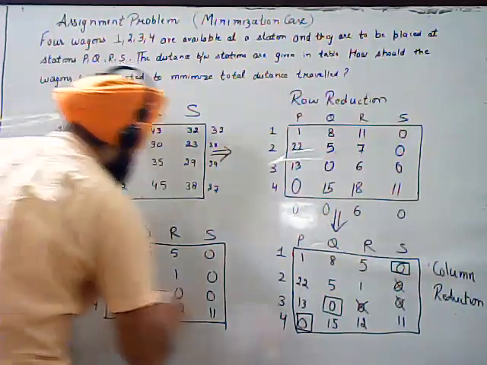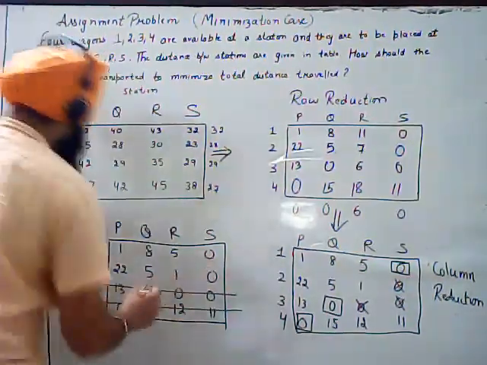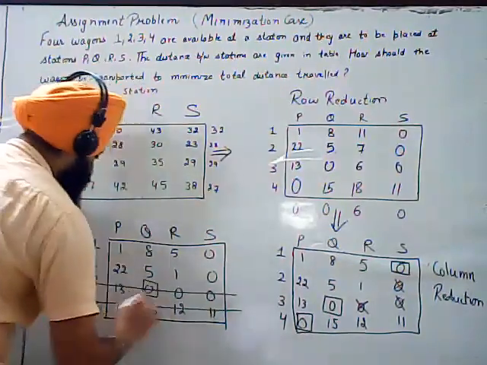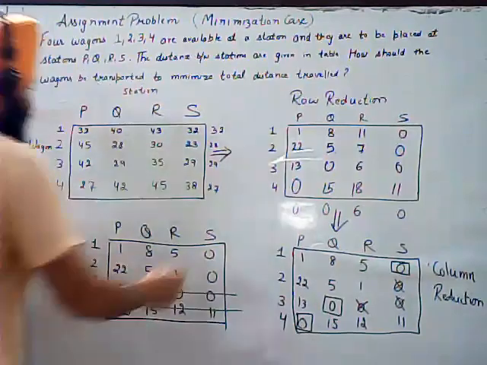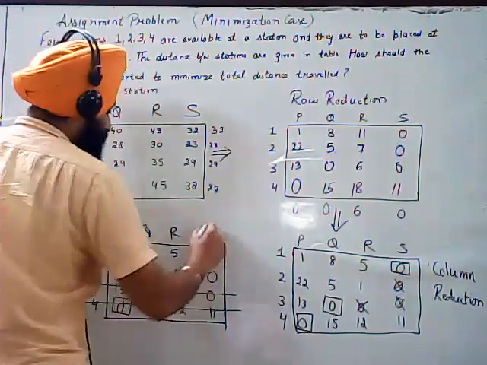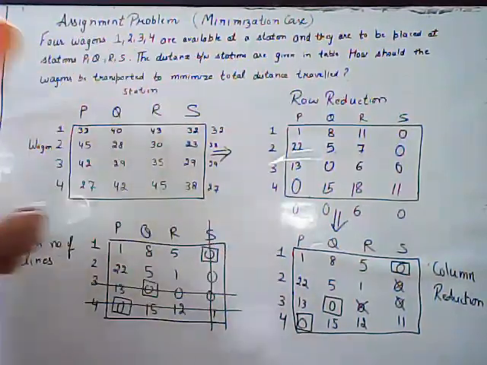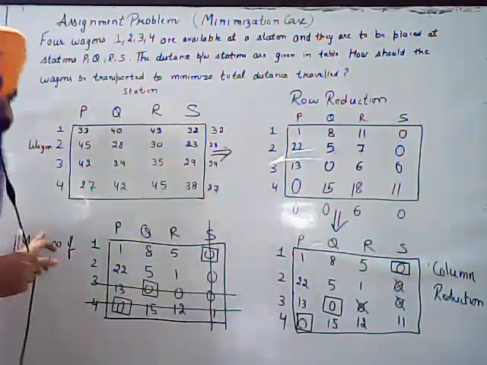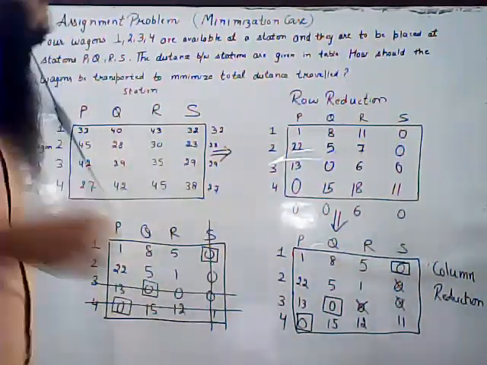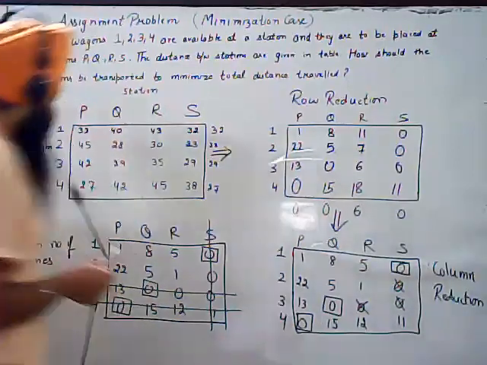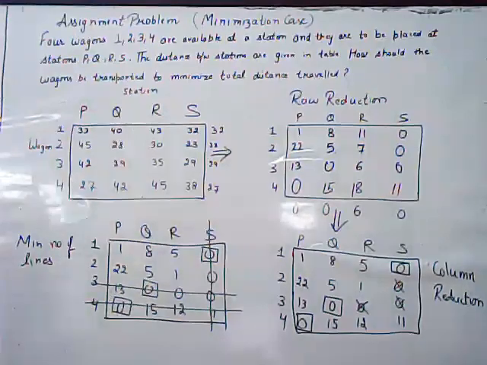So draw a line on row number 3, and draw a line on row number 4, because we have an assignment in the third row and an assignment in the fourth row. We can draw a vertical line on the last column so that this assignment is also covered. We have to draw the minimum number of lines so that all assignments are covered.